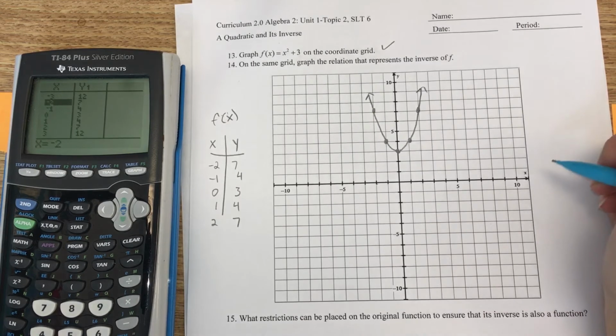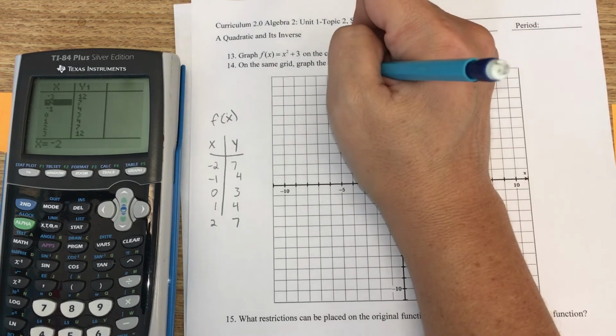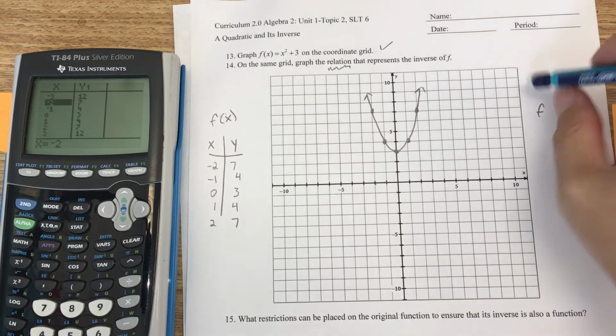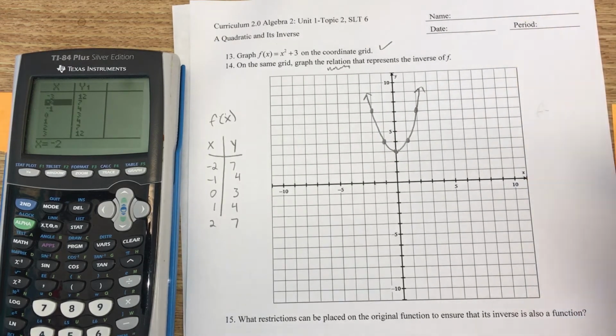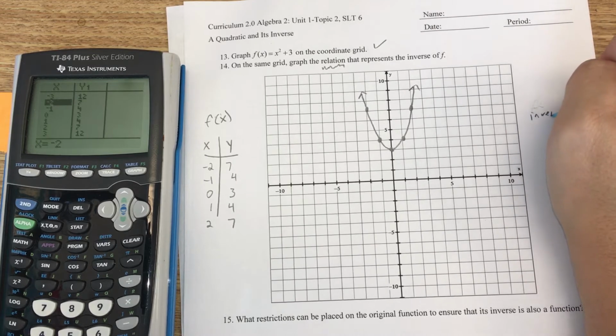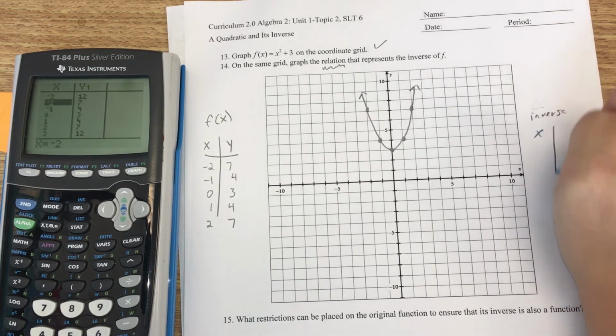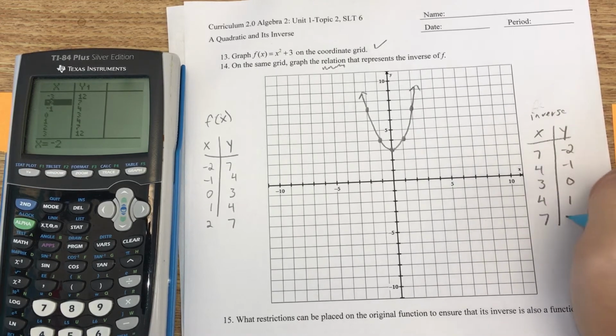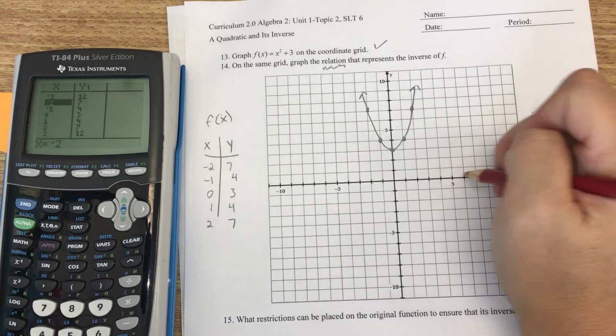Check. On the same grid, graph the relation. Notice it doesn't say function, the relation. So I'm going to go my inverse relation. I'm just going to switch it around. So inverse x, y, 7, -2, 4, 3, 0. And I'm going to graph that. And I'll do that in red also, since red seems to be the color for inverses today.